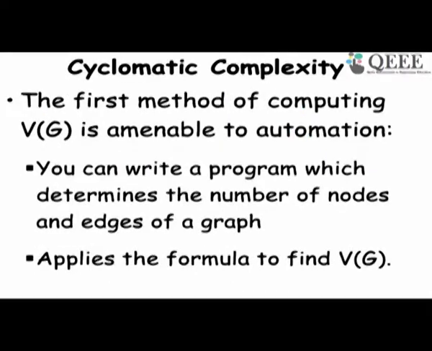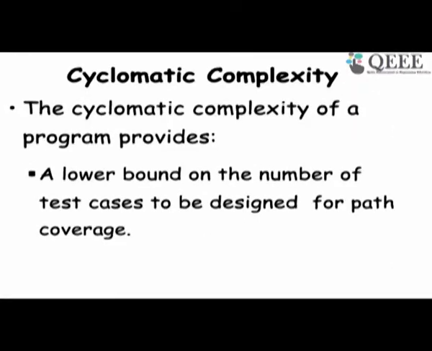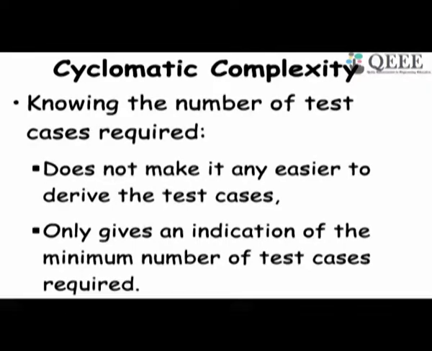Okay, the first one, we can write a simple program to find Vg based on E - n + 2. But one thing we must remember is that even if we know the cyclomatic complexity of a certain program is 100 or 50, how do we know what these 100 paths are? It just tells us the number of paths and how many test cases are needed. But how do we know what those test cases or those paths are? Cyclomatic complexity does not tell any of that. It only tells us the minimum number of test cases required.